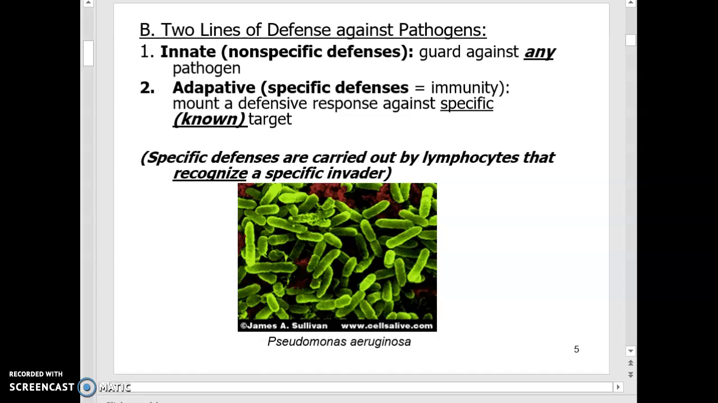These are defenses against known targets. Now, by known targets, we mean a particular kind of bacteria, maybe, a particular virus. So these are defenses against particular organisms, really. So you may have immunity against measles, or against mumps, or against diphtheria. Or you might have immunity against the cold you had in the fall. You'll never get that cold again because you have specific defenses against it.